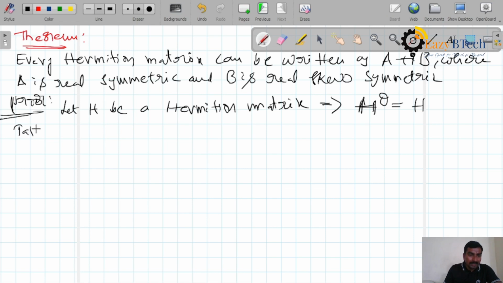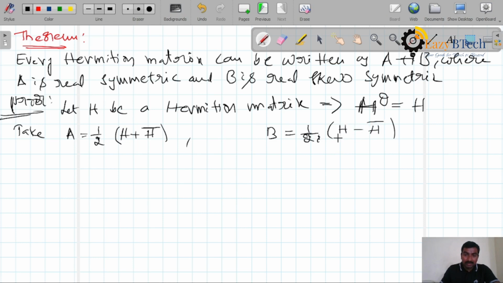Now I want to take capital A equals 1 by 2 into H plus conjugate of H, and also B equals 1 by 2i into H minus conjugate of H. So here I am taking the two matrices capital A and capital B. Capital A is 1 by 2 into H plus conjugate of H, and B equals 1 by 2i into H minus conjugate of H.